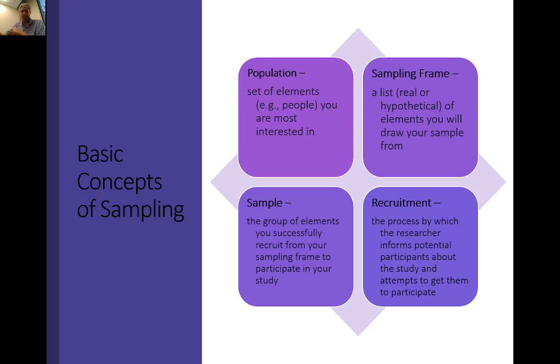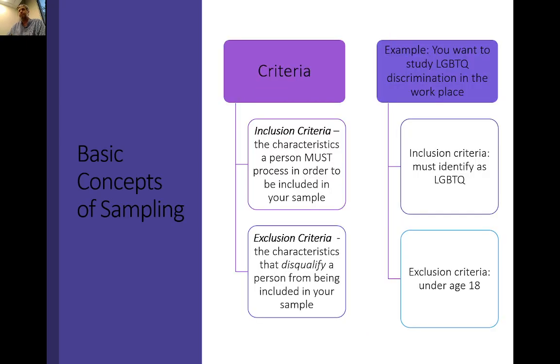And of course, the bottom right talks about recruitment, the process by which we inform potential participants about the study and get them to participate. You could do this by mail, by email, by telephone, or in person, someone with a clipboard outside of a grocery store. How you recruit is going to have a huge impact on whether you get people that are representative of a group or not. So depending on where you go, you might have overrepresentation of some group and underrepresentation of another.